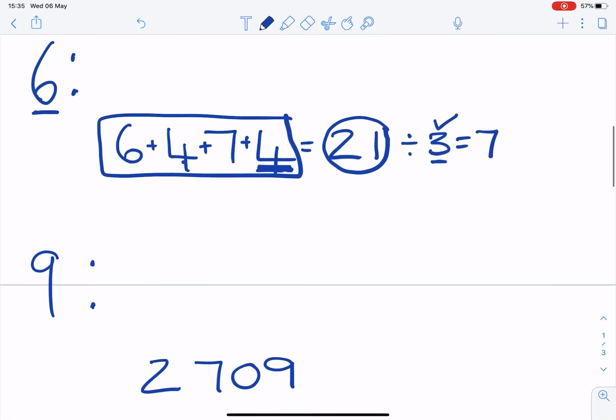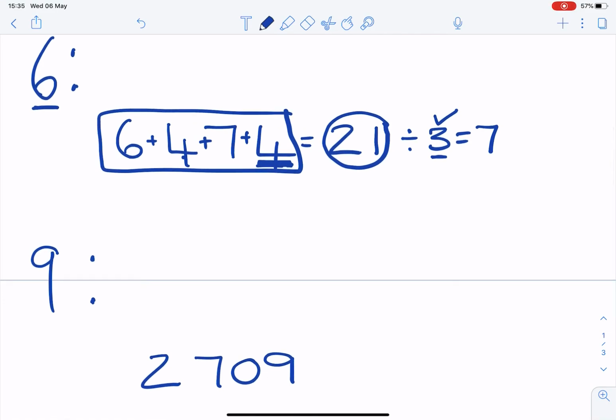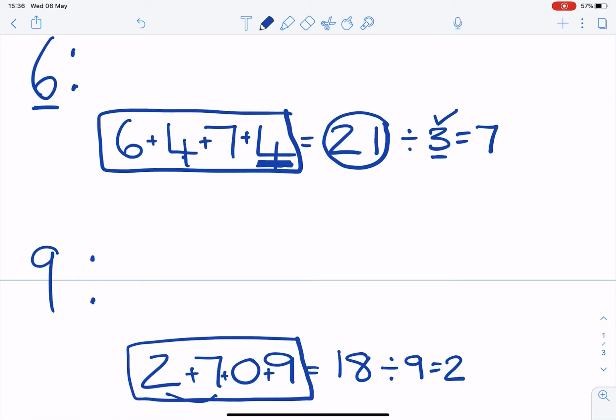Let's look at 9. A number is divisible by 9 if the sum of the digits is divisible by 9. Sum means plus. So if we plus all of these digits together, we get 9 plus 9 is 18. Can 18 be divided by 9? Yes, the answer is 2. So now we know that 2,709 can be divided by 9.